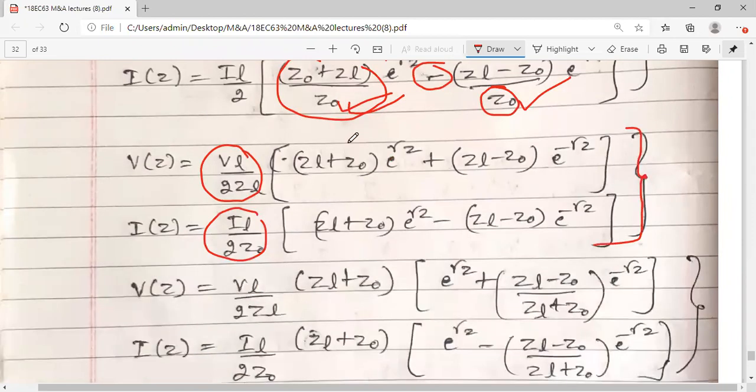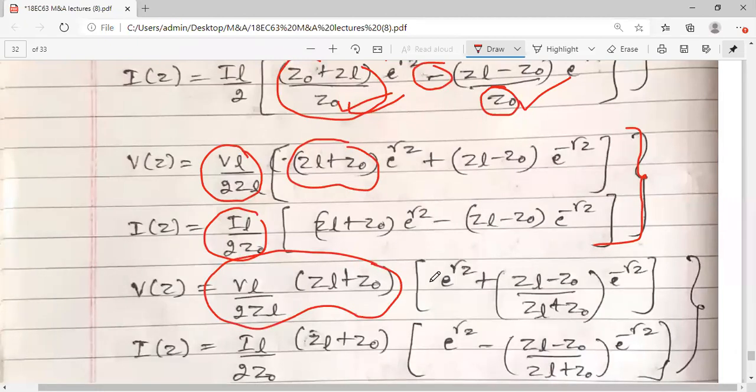After that, in the next step, take ZL plus Z naught common, taking outside ZL plus Z naught. First term is simply the exponential plus ZL minus Z naught, keep it as it is in the numerator. Here there is no ZL plus Z naught, so divide it in the denominator, so that both of these cancel and you get the same thing again.